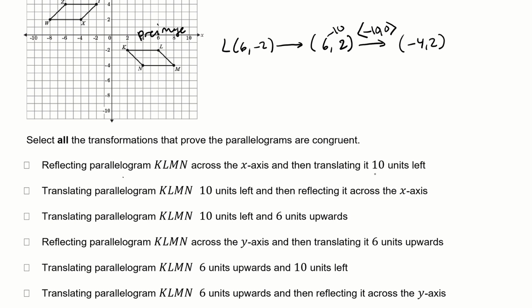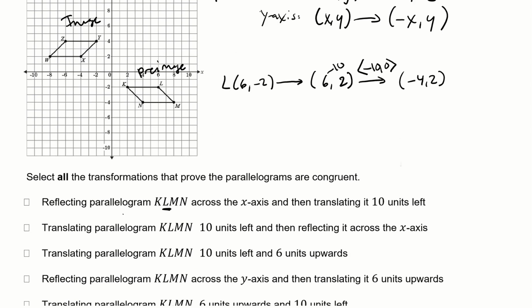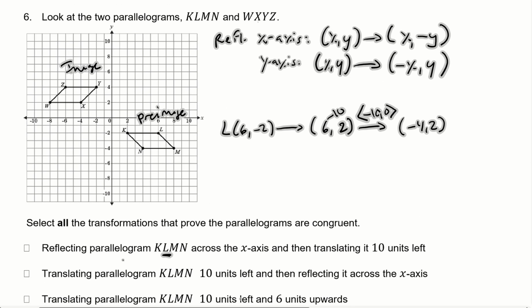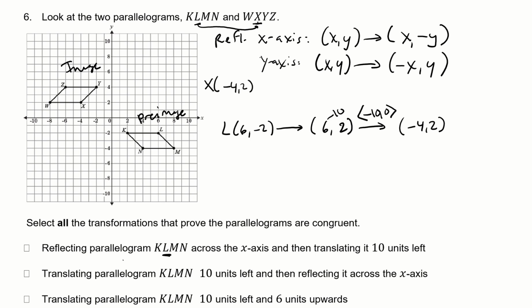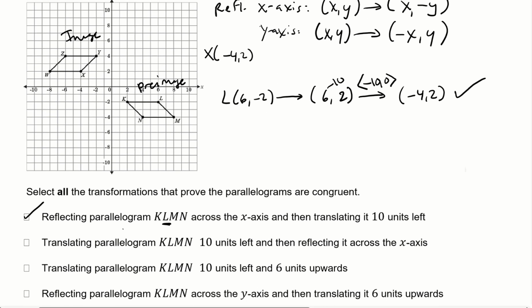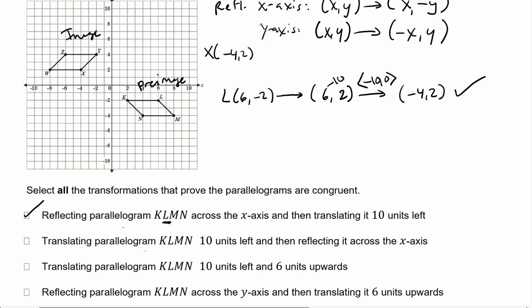Now, is that the coordinate for X? We're going from L to X. So the coordinates of X are negative 4 and 2. Well, that's the coordinate that we have there, right? So that checks out. Now let's do the next one. It says translating it 10 units left and then reflecting it. Okay, so 10 units left and then reflecting it.